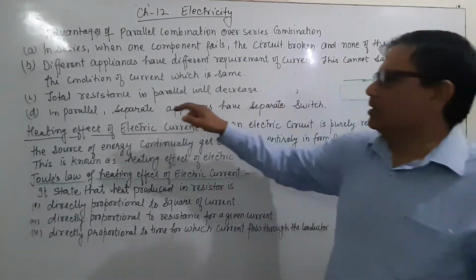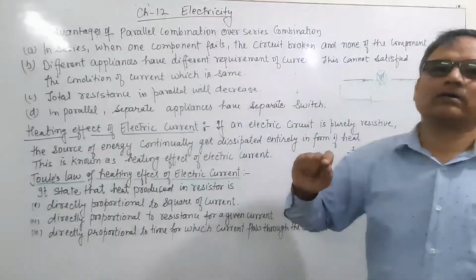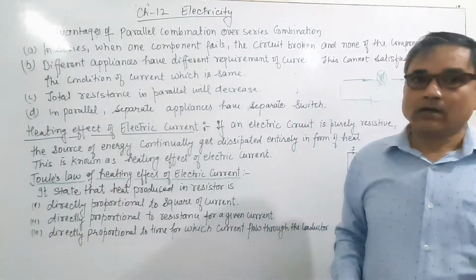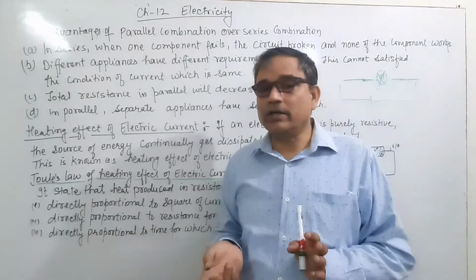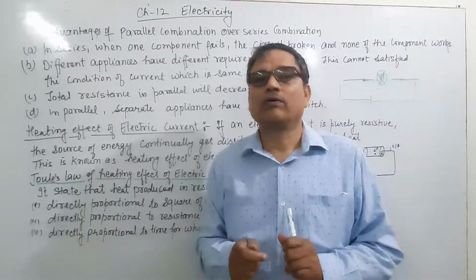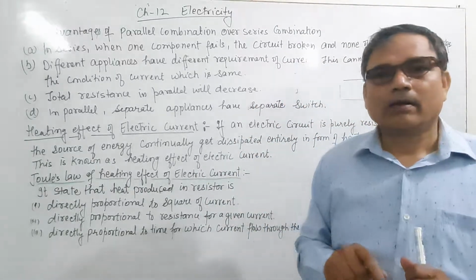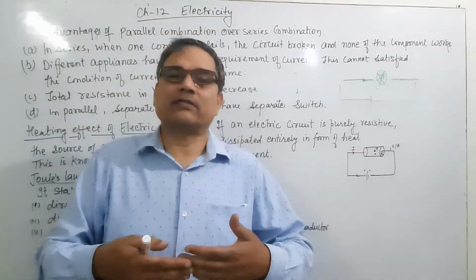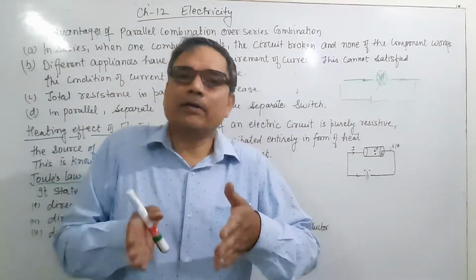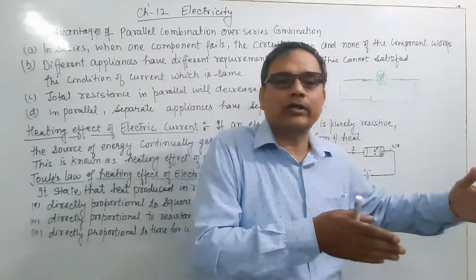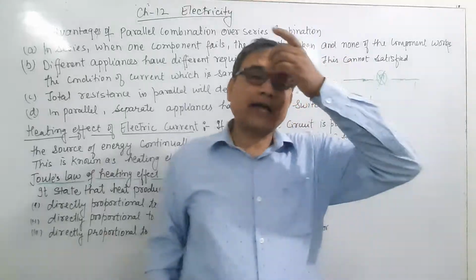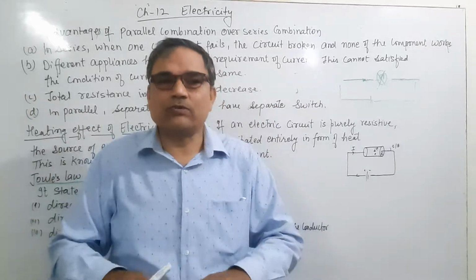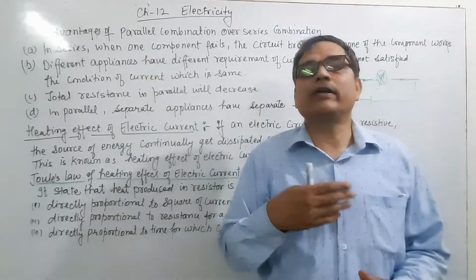And the third one is that the total resistance always decreases in parallel, but in series the resistance increases. When the resistance increases in series, the total current will automatically be less. But in parallel, the total effective resistance is always less than the individual ones. When we use two or more appliances and increase the number of appliances connected in parallel, the total effective resistance will decrease, due to which the amount of current will increase.